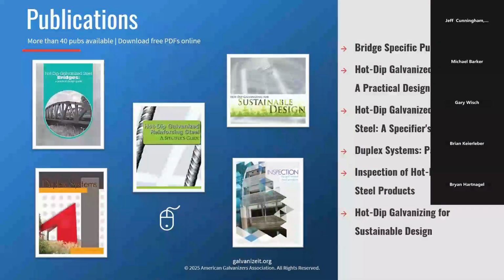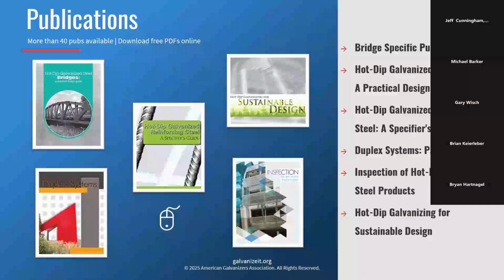All right, here's a few of our publications. We have more than 40 publications available, and also white papers, case studies. We're just chock full of information over here at the AGA. But I just put a few of our popular ones. We have bridge specification publications, hot dip galvanizing steel bridges, a practical design guide. Galvanized reinforcing steel is becoming more and more popular because it actually protects the concrete from outgassing, spalling, cracking, that sort of thing.